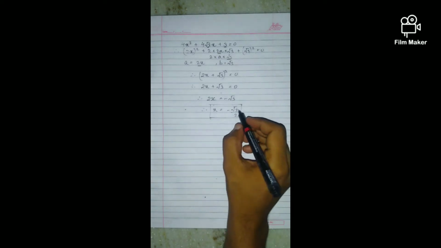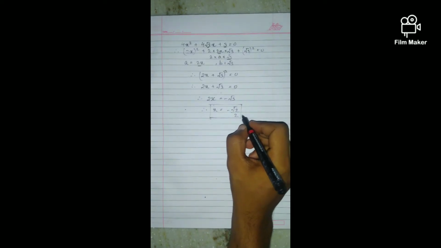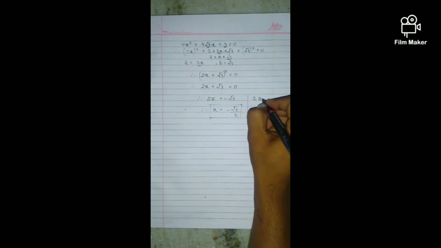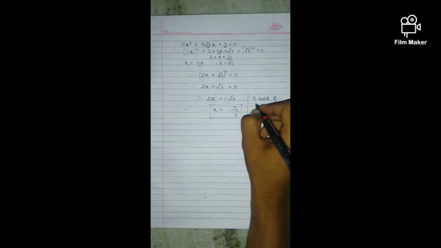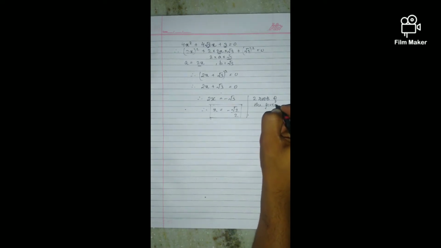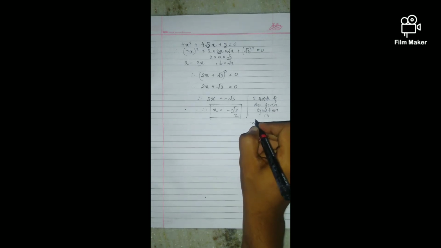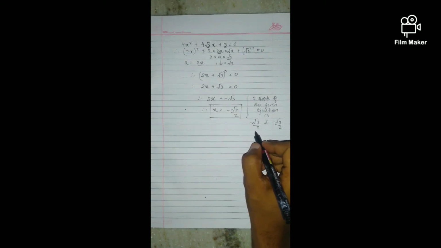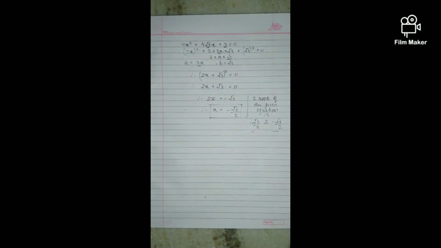Now don't think that we didn't get two answers over here. So I can say that two roots of the given equation are minus root 3 by 2 and minus root 3 by 2. Fortunately, these two values are one and the same.